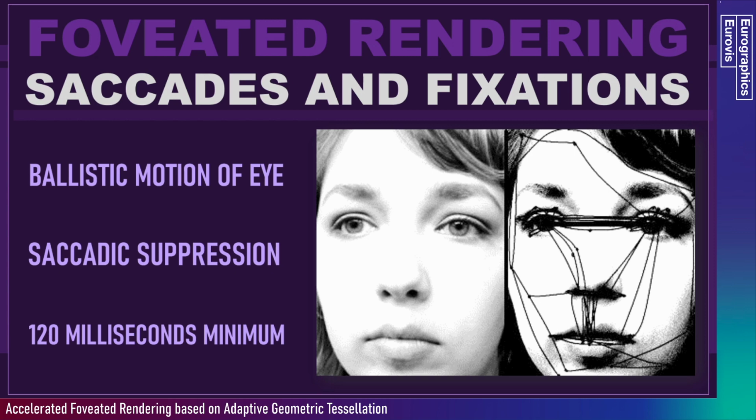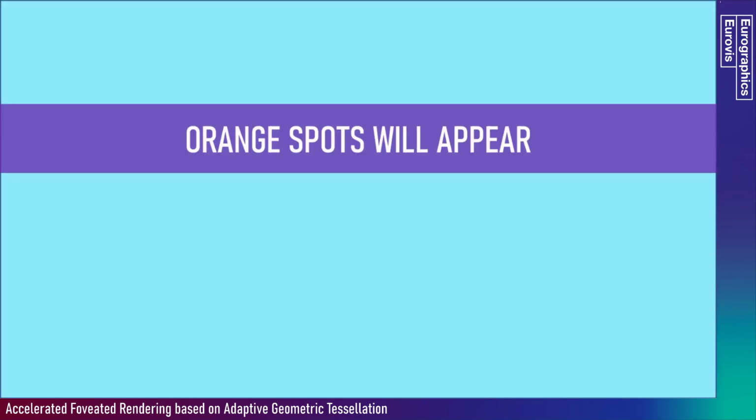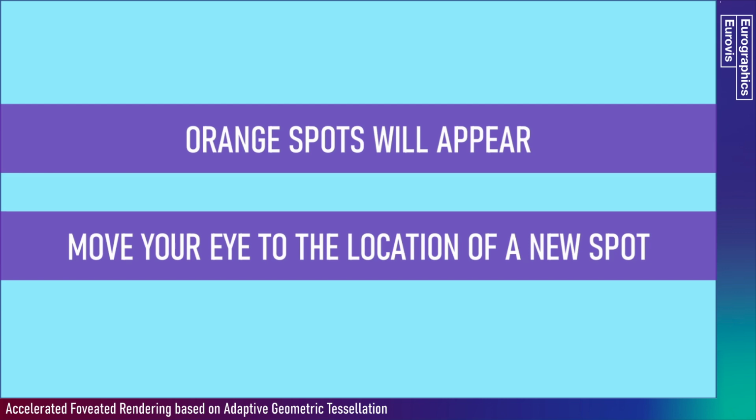Now, a short video clip will be played. Orange spots will appear on the screen in a random order. Move your eye to the location of the new spot. Try not to look anywhere else.